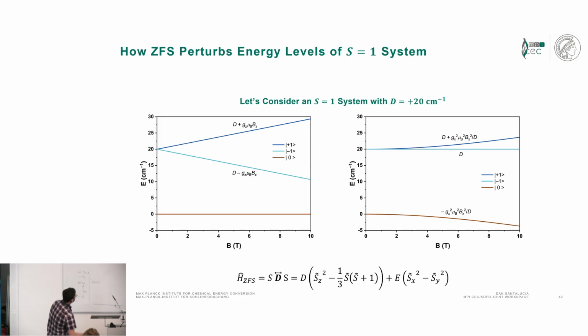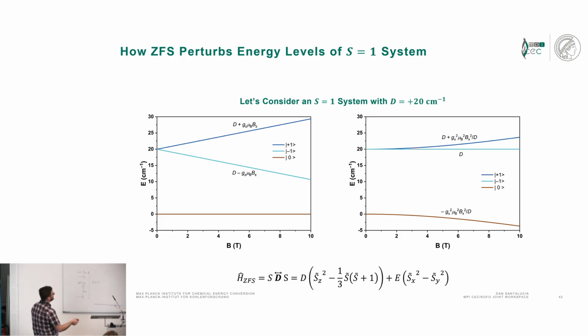Okay, and so let's look at what that does in magnetometry. Here's an example of an S equals 1 system where I've set the axial zero field splitting parameter as plus 20 wave numbers. At zero field, you'll see that the ground state is 20 wave numbers below. It's positive, and so the MS plus minus 1 levels are up here in energy. If I apply a Zeeman component, you'll see that the two magnetic levels are perturbed by that. The non-magnetic level has no change in the Z direction.